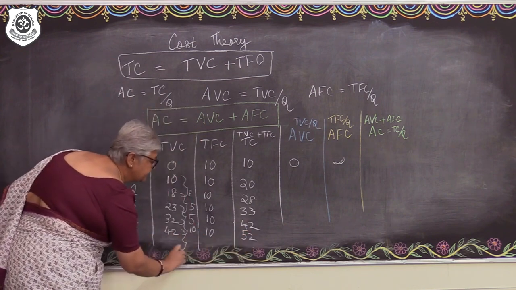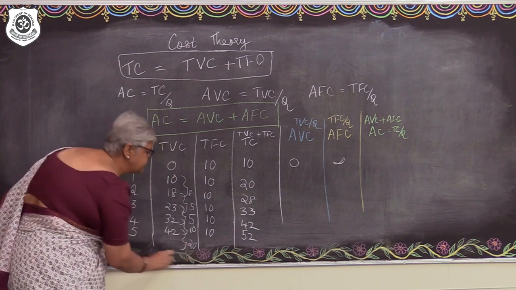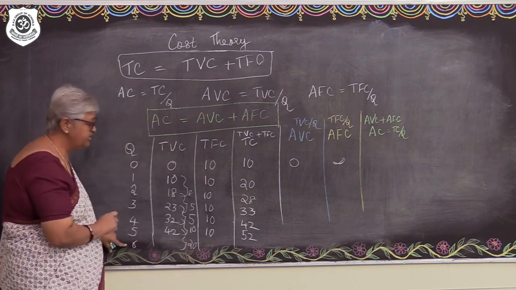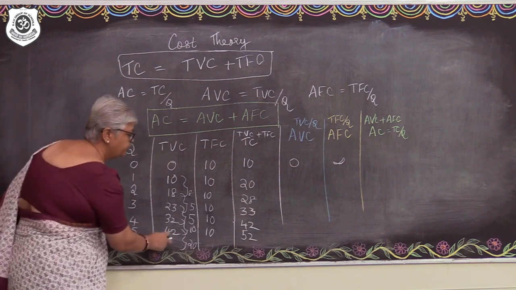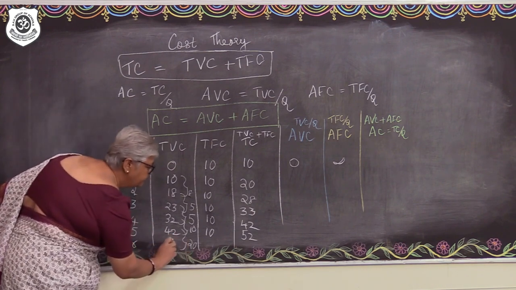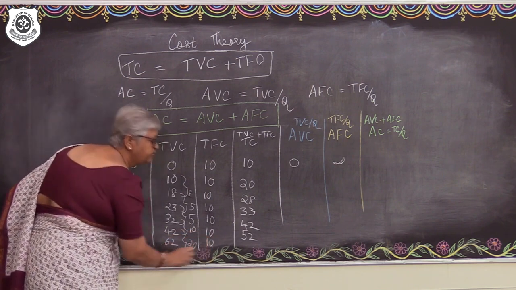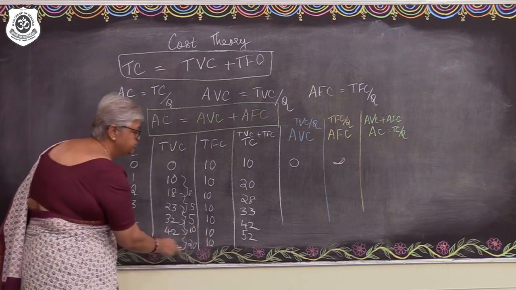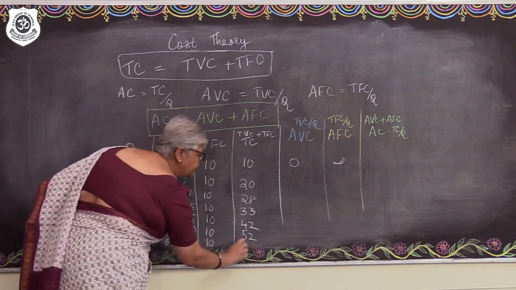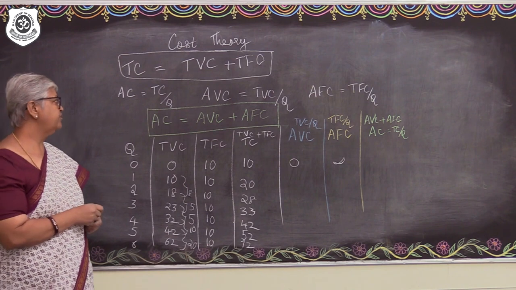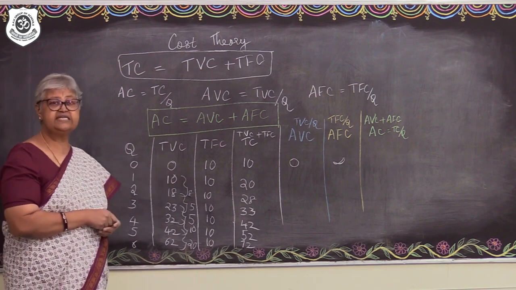And let's say the next increase is going to be by 20, even as the output is going to increase on to the next level. So 42 plus 20, that's going to be 62. And what about fixed cost? That's going to be the same, 10. So 62 plus 10, that's going to be 72. So this is very much the behavior of the TVC, TFC and TC.